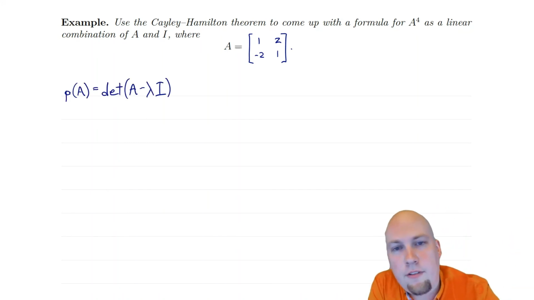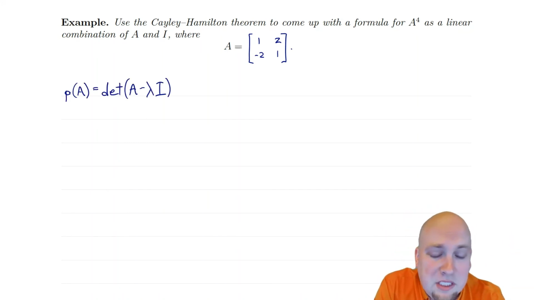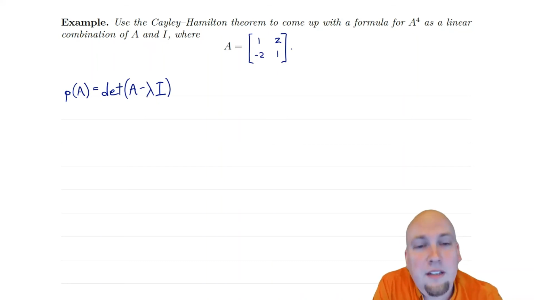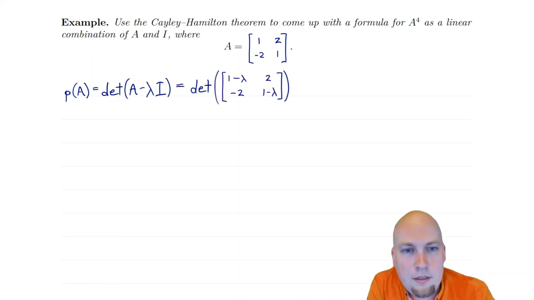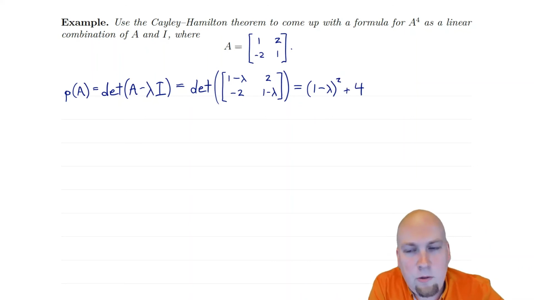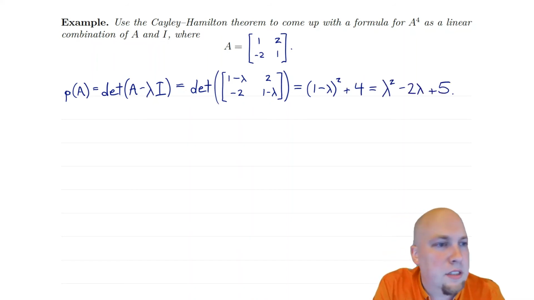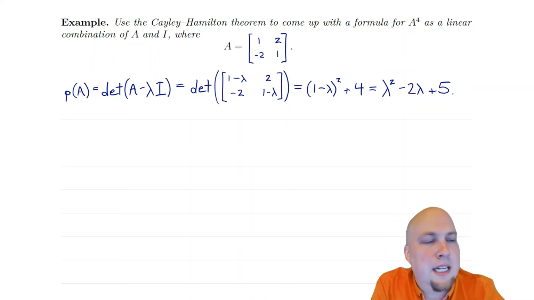So first thing that we're going to do, to be able to use the Cayley-Hamilton theorem, we have to know what the characteristic polynomial of the matrix is. So let's just compute that. Let's compute the determinant of A minus lambda I. It's just the determinant of that matrix with minus lambdas on the diagonal, and we're just going to get 1 minus lambda times 1 minus lambda, and then careful with your double negative here, it's going to be plus 4 from the backward diagonal term. Expand it all out, you get lambda squared minus 2 lambda plus 5.